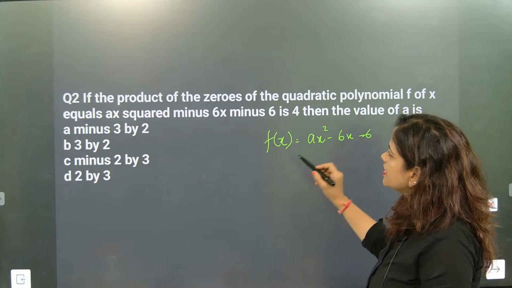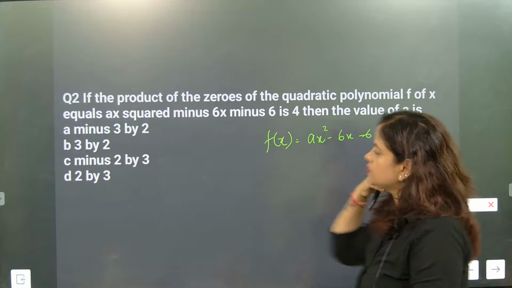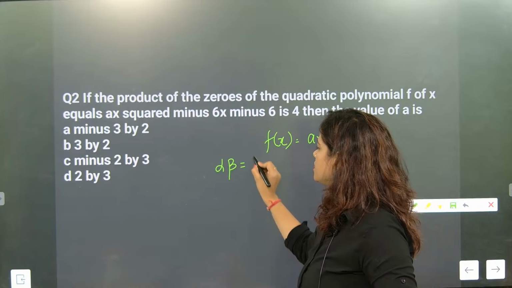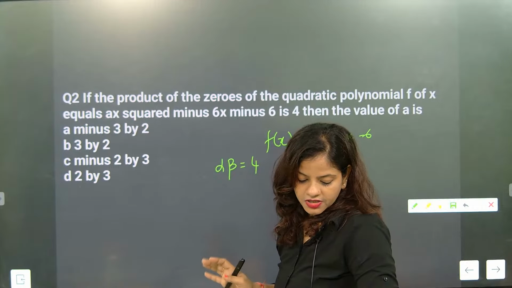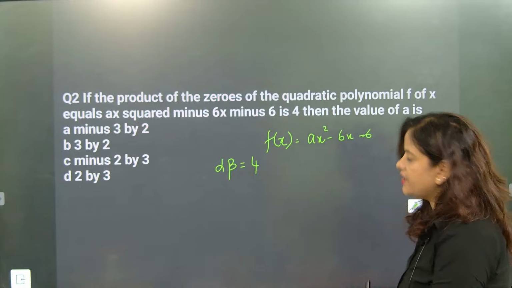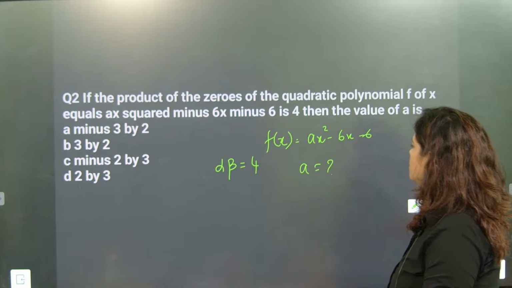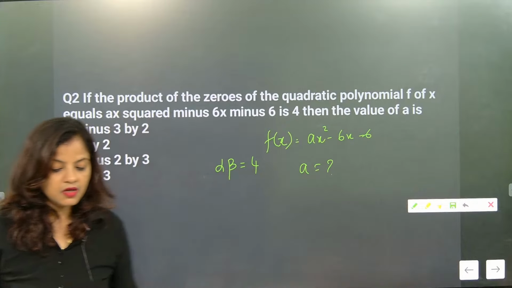So you need to understand that if the product of zeros of the quadratic polynomial is 4, product means alpha into beta is equal to 4, given. Okay. If the product of zeros of the quadratic polynomial is coming as 4, then find the value of a. So what is the value of a? A equal to what? Will you be able to solve this question?